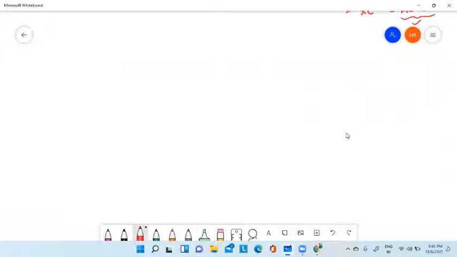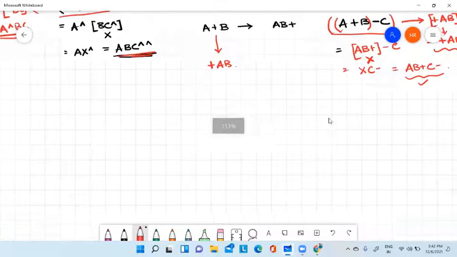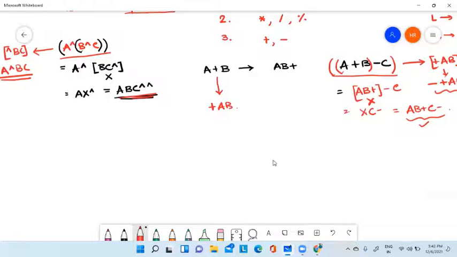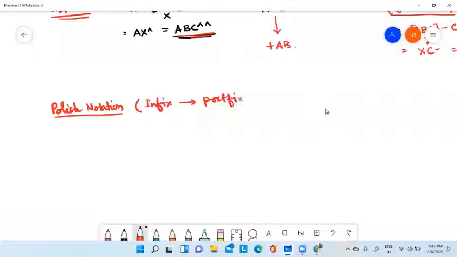Okay, so the next thing is the algorithm. This is a simple way to convert infix to postfix. But there is one algorithm which is called Polish notation. The algorithm name is Polish notation, or Polish algorithm you can say. The Polish algorithm converts the infix expression into its corresponding postfix expression.